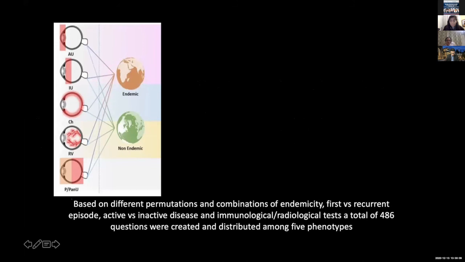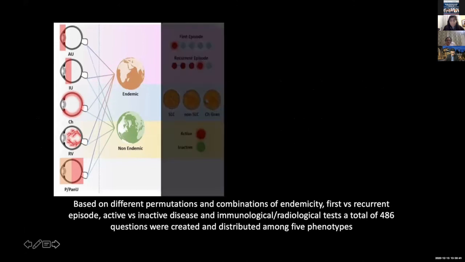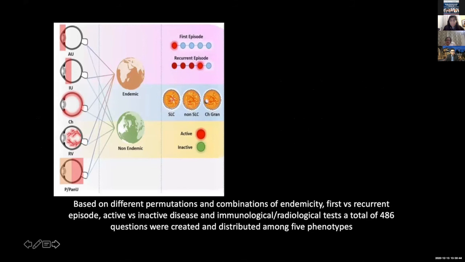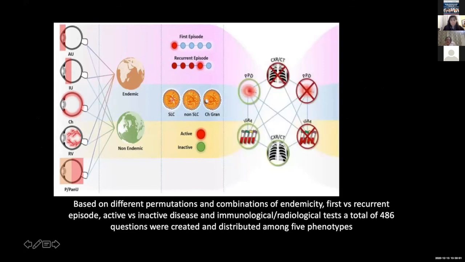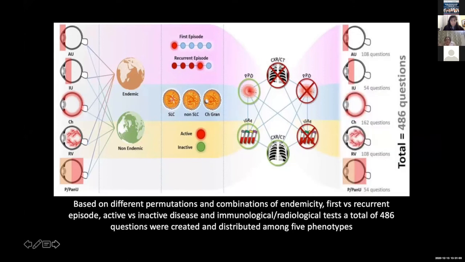We took into consideration the phenotype, the endemicity, whether the disease was first episode, was it recurrent, was it active, was it inactive? And then we took into consideration the PPD skin test, radiology, IGRA, like a combination of these, one of these, two of these, three of these. And we generated a total of 486 questions. It was an exhaustive process, Delphi 1, Delphi 2, expert meeting and all.